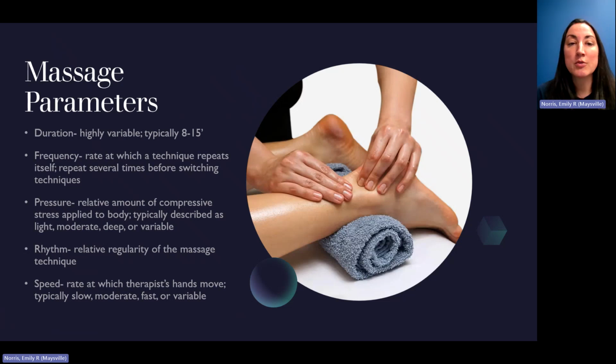Some of the parameters. The duration just completely depends on the body part, on the goal, on the patient's tolerance, but typically we do between 8 and 15 minutes, just depending on the patient.